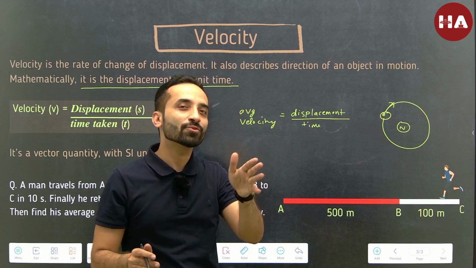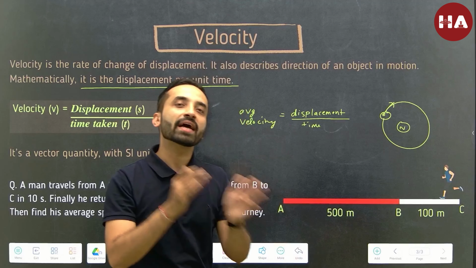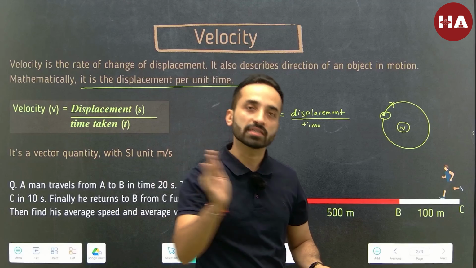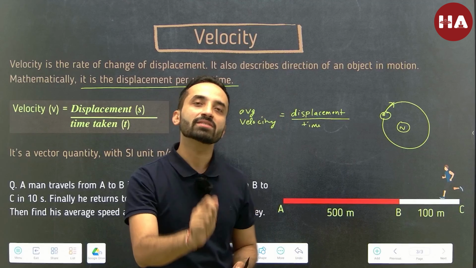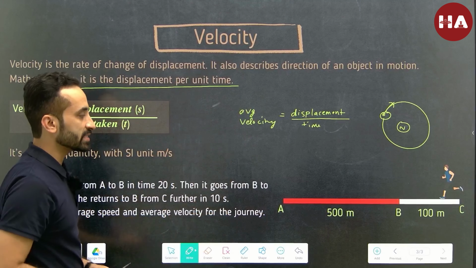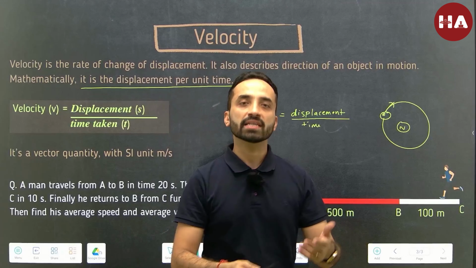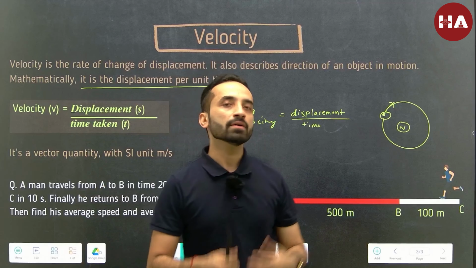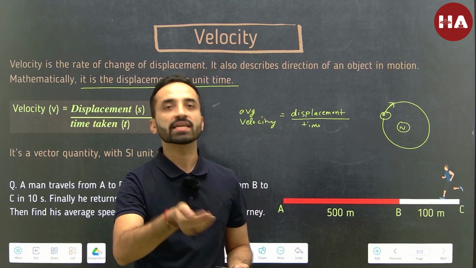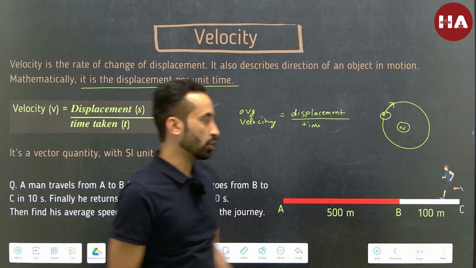So that can give you an idea of how speed and velocity differ from each other, because velocity is related with displacement while speed is related with distance. Okay, so this was just one example, but instantaneously at a given point in time, you can say that velocity and speed are the same, just that you have to include the direction in velocity.